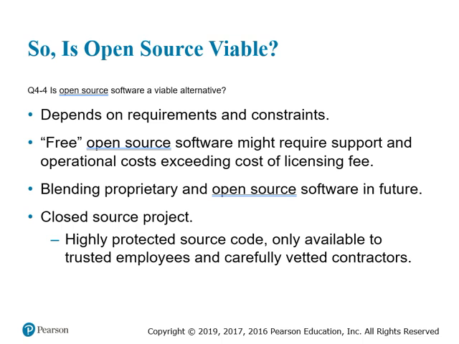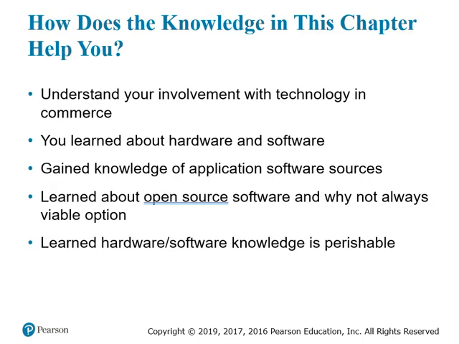With a closed source project, you have highly protected code, only available to trusted employees and carefully vetted contractors. So there's pros and cons with either strategy. So how does this help you? Well, it helps understand your involvement with tech. Learned a little bit about hardware and software, gained some knowledge of application software sources, and considering a little bit about open source software and why it might not always be a viable option. So thank you, and that is chapter 4.